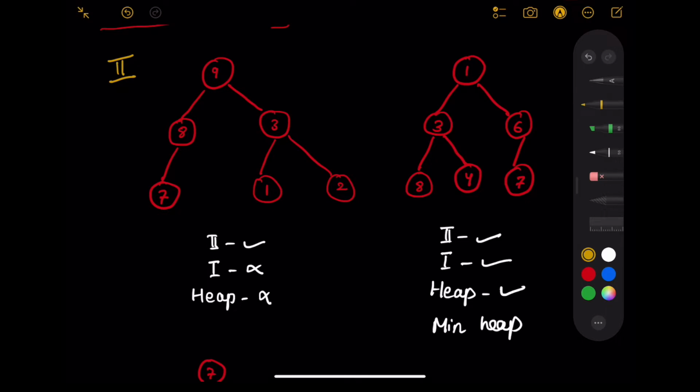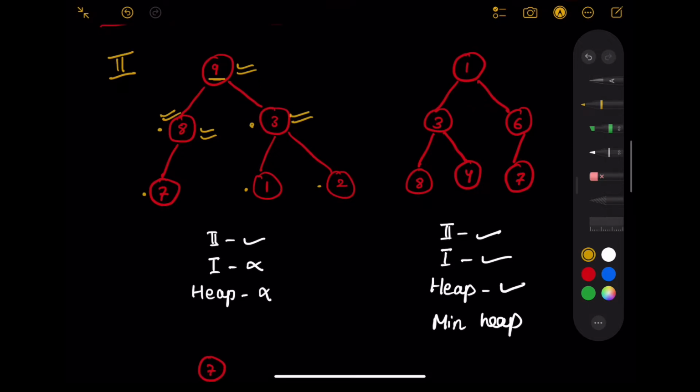So in our first example, we can see that the value of every node is greater than both of its immediate children. So this is 9 and its immediate children are 8 and 3, and 9 is greater than 8 and 3, so this node is following that property. Now again for 8, its only child is 7 and 8 is greater than 7, so again this node is also following the property. Again for 3, its children are 1 and 2, and 3 is greater than both 1 and 2, so again 3 is also following the property.